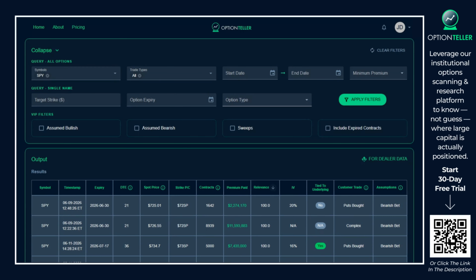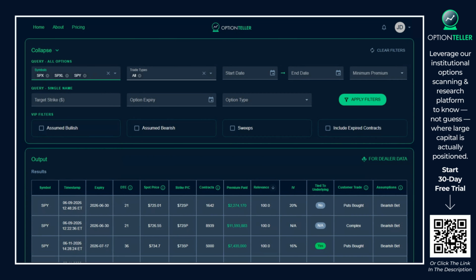In this video, I will walk through the Option Teller dashboard and give an idea of what each field does. The first square gives you filters that you can down select from our massive database to choose which trades you want to see. The symbols field gives you an idea of which symbols you want included in your analysis. So you can include more than one symbol here.